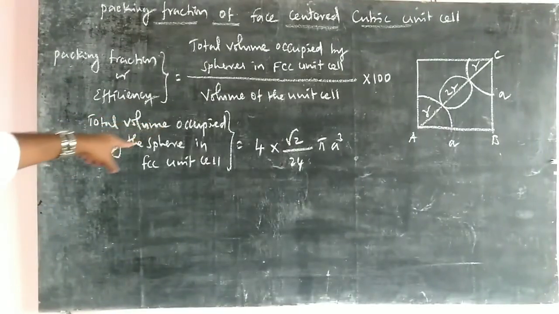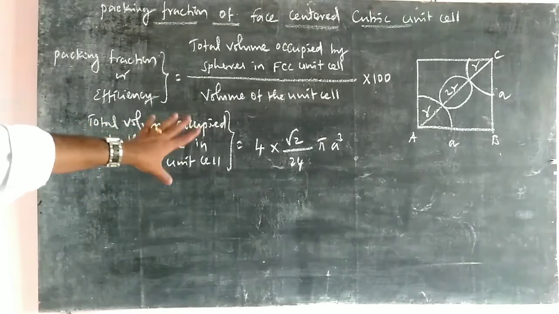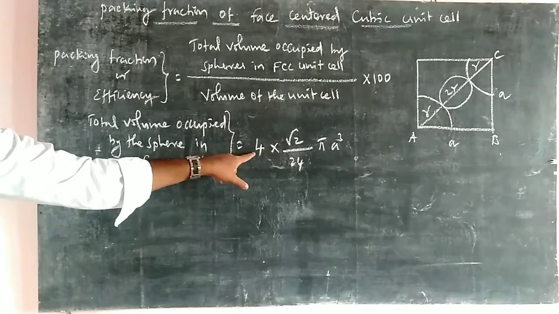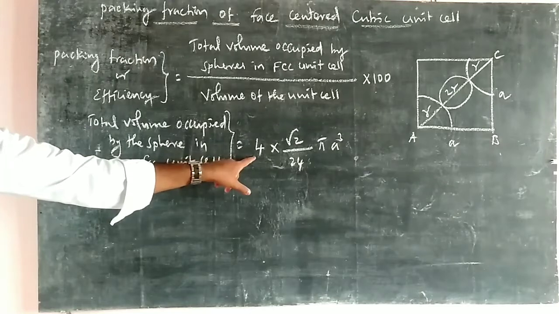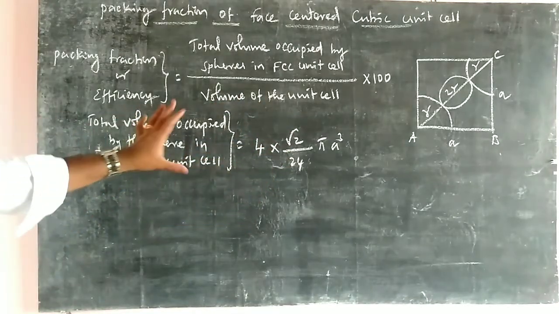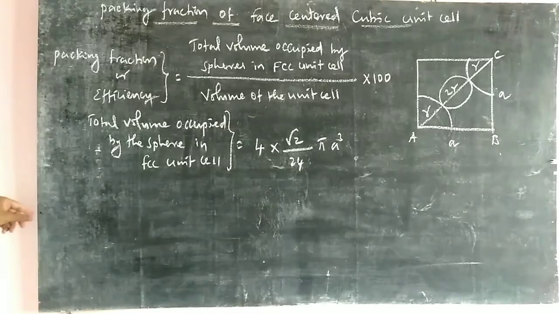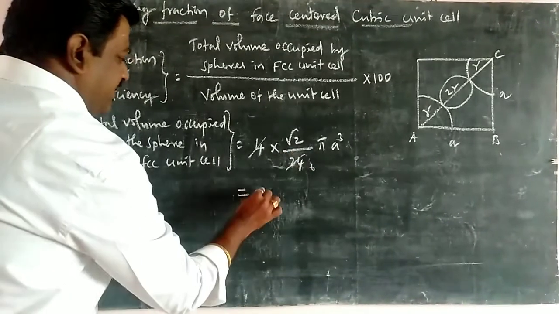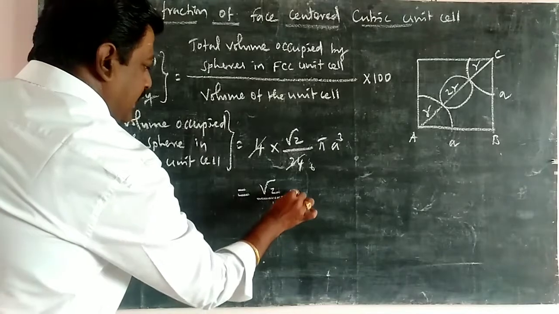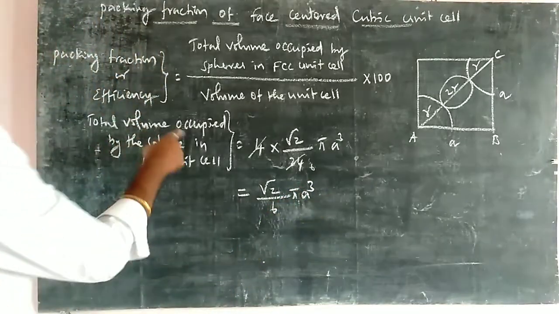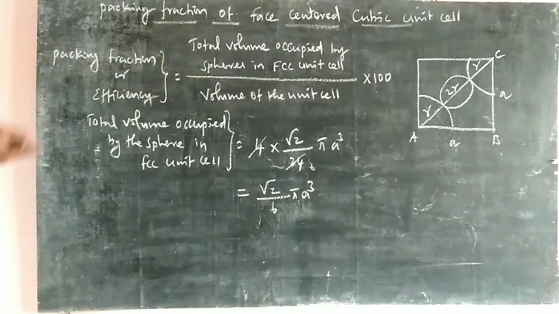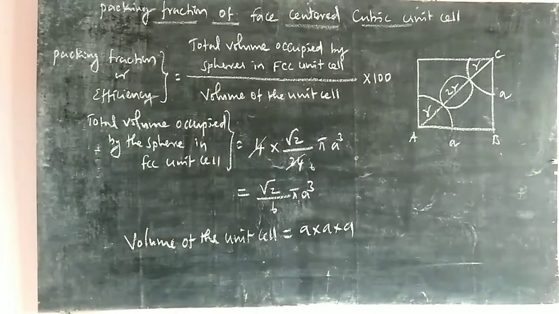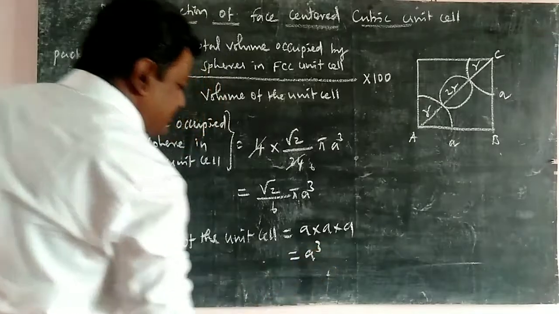Here the total volume occupied by the spheres in the FCC unit cell is equal to 4 times this. This 4 is nothing but the total number of atoms present in FCC. So you multiply this value by the volume of the sphere, and you will get the total volume occupied by the spheres in the FCC unit cell. Simplifying this answer fully, you will get 6 here, so the final value is root 2 by 6 pi a cube. This is the total volume. The volume of the unit cell is edge length a into a into a, that is a cube.